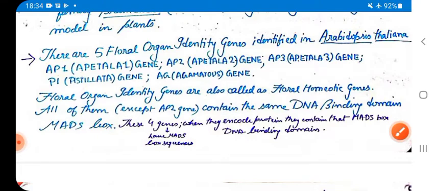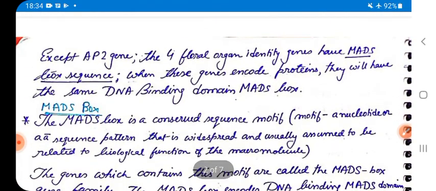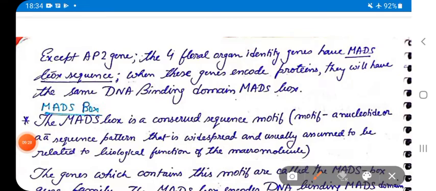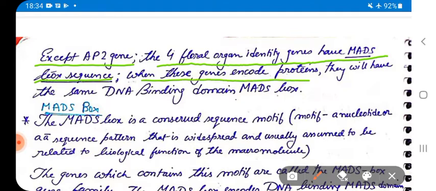Let us study it, because it has been described in your syllabus. The floral organ identity genes contain this MADS box DNA binding motif. What is the MADS box? I have said repeatedly, except AP2, except Apetala 2, the 4 floral organ identity genes have the MADS box sequence. When these genes encode proteins, they will have the same DNA binding domain called the MADS box DNA binding domain.